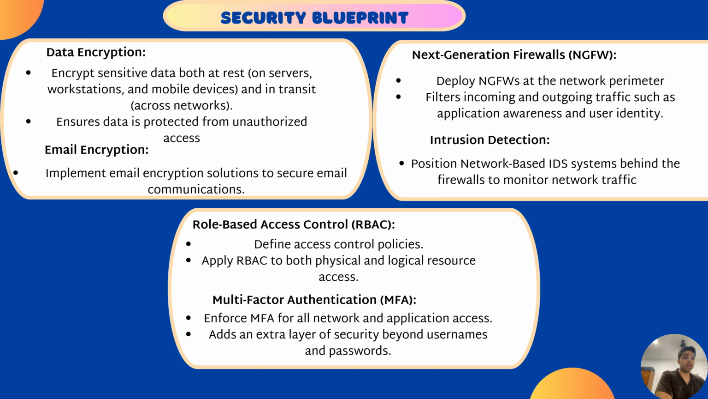Next is network security. For network security, we'll deploy the next generation firewall at the network perimeter, which will filter the incoming and outgoing traffic, such as application awareness and user identity. For intrusion detection, we'll position the IDS systems behind the firewalls to monitor network traffic. And for access control, we'll apply role based access control to both physical and logical resource access. And multi factor authentication will add an extra layer of security beyond usernames and passwords.